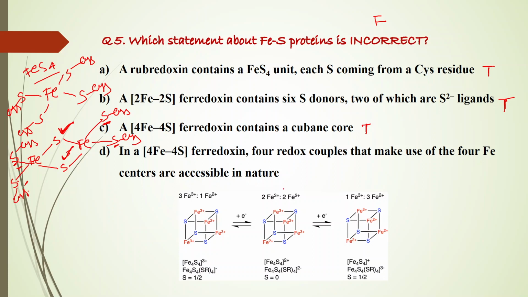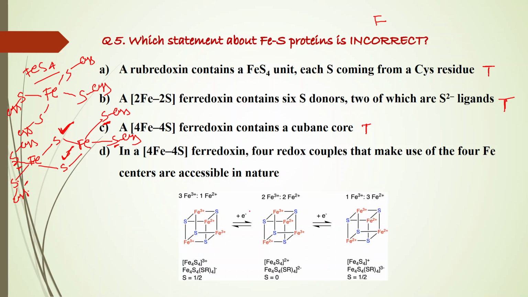Now these are the 3 redox couples that we can see in nature. The first one, where we have 3 Fe3+ and 1 Fe2+, can get reduced, resulting in the formation of 2 Fe3+ and 2 Fe2+. That again gets reduced to 1 Fe3+ and 3 Fe2+. These are the redox couples that are accessible.